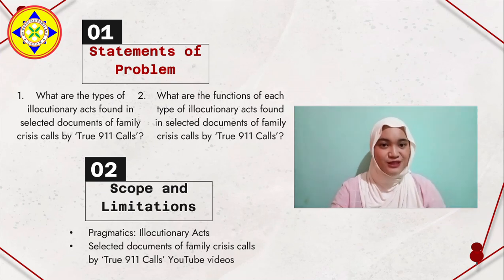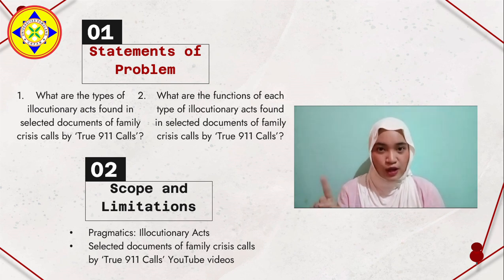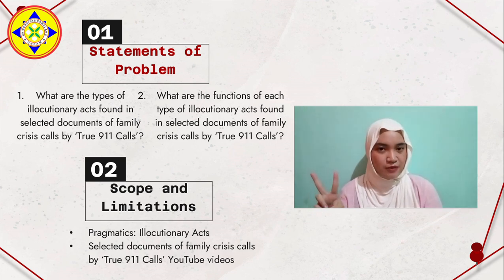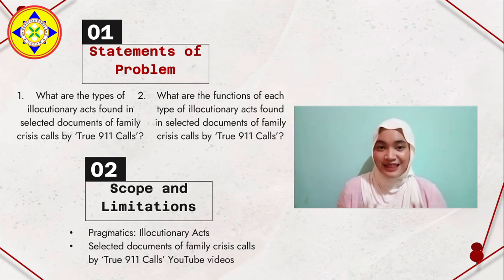Next up are the statements of the problem of the study. First, what are the types of illocutionary acts found in selected documents of family crisis calls by True 911 Calls? Second, what are the functions of each type of illocutionary acts found in selected documents of family crisis calls by True 911 Calls? This study also has its scope and limitations, which are pragmatics, especially illocutionary acts, in selected documents of family crisis calls by True 911 Calls YouTube videos.